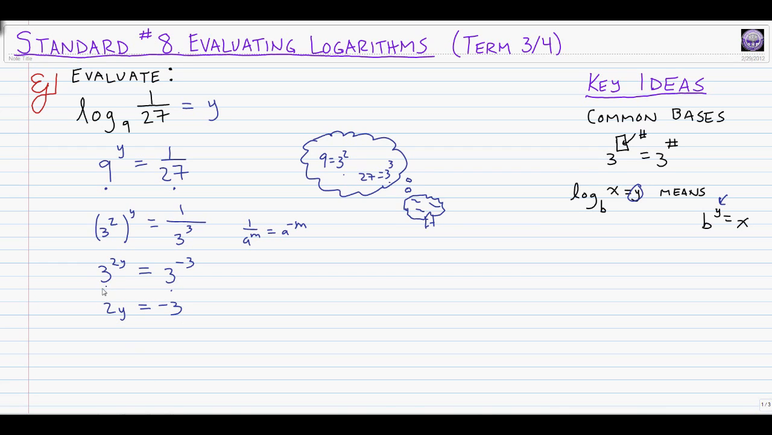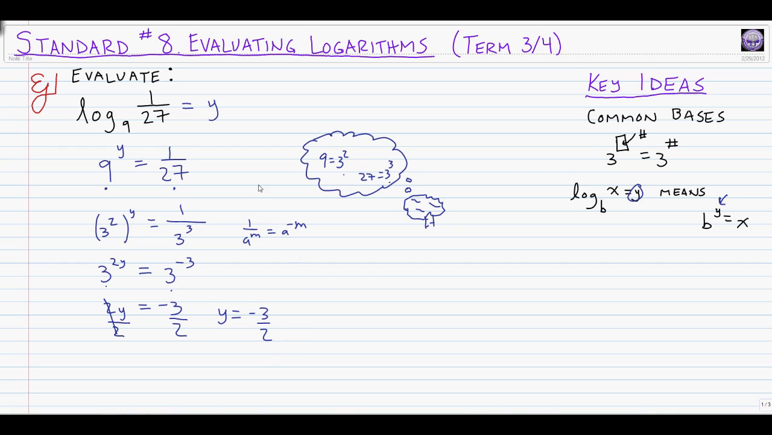So this can't possibly be a true equation. 3 to the 2y equals 3 to the negative 3 can't possibly be true if y is just some random armadillo. It has to be a particular number that solves this equation. Otherwise, they would not be the same. And of course, all we want to do is solve this one-step equation. Divide by 2. We get that y equals negative 3 over 2.